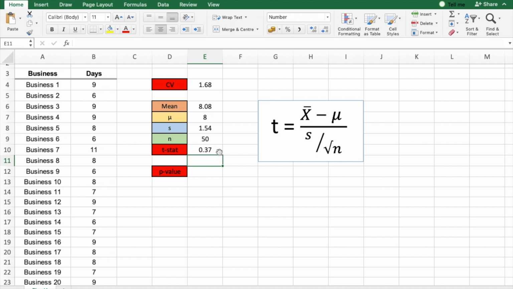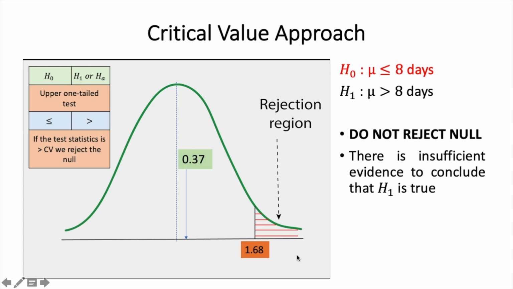So let's go back to our diagram where we have already inserted the critical value. You can see over here, just now we have calculated the critical value, which is 1.68.